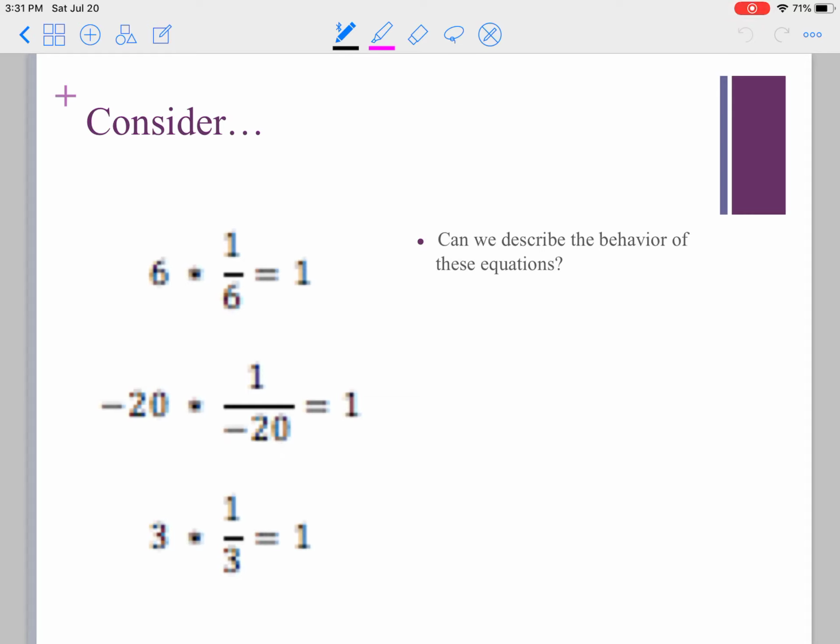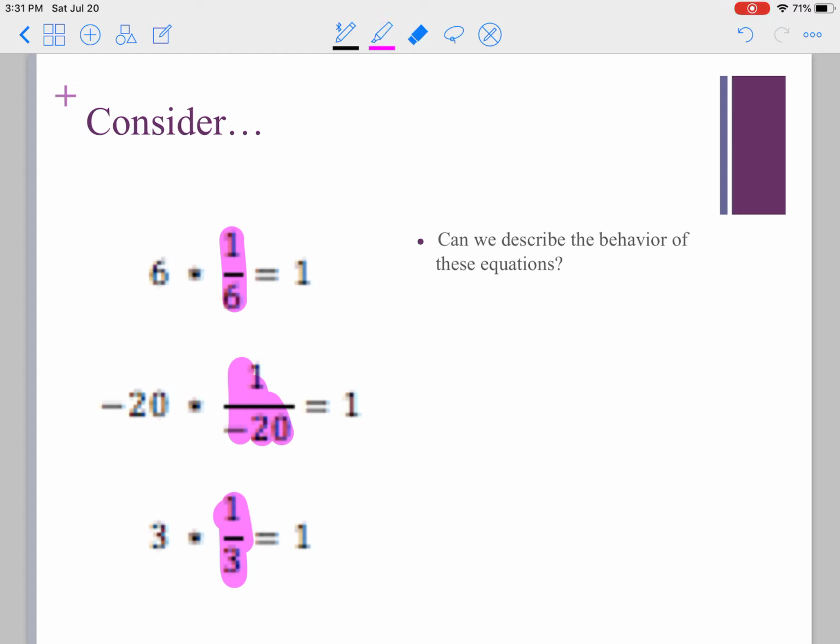Consider these examples. Now we've introduced fractions. Now I want to briefly discuss the introduction of these fractions. What these fractions are actually doing is, in some way, the same as dividing. Okay, so multiplying by 1 over 6 is the same as dividing by 6.